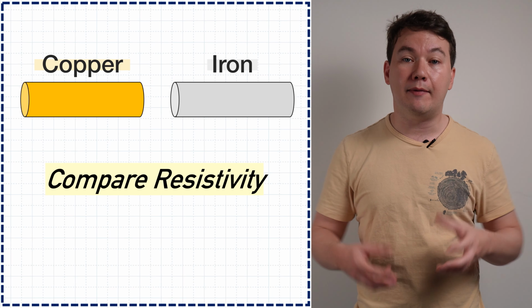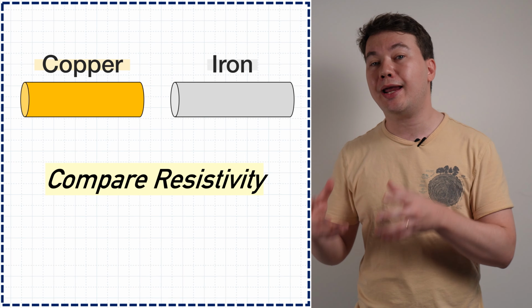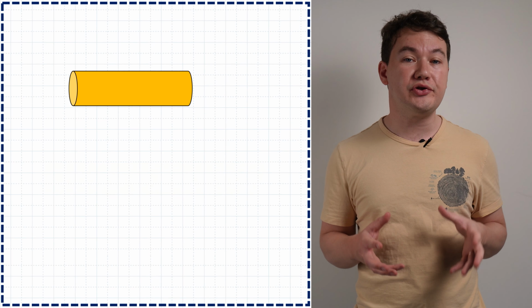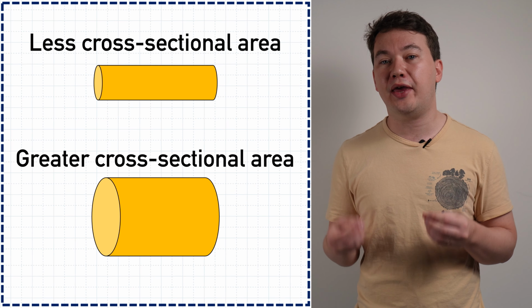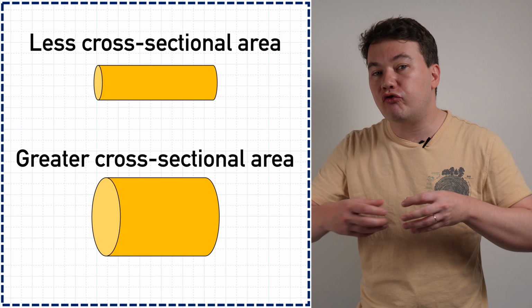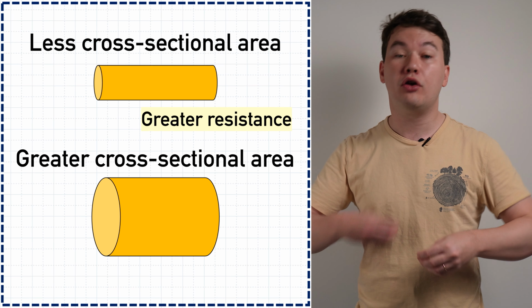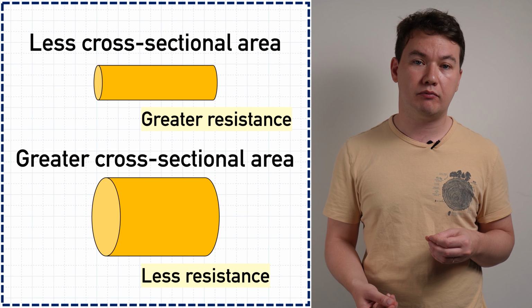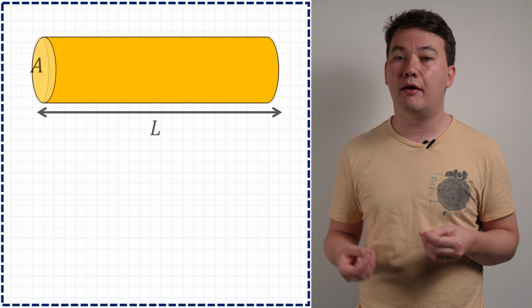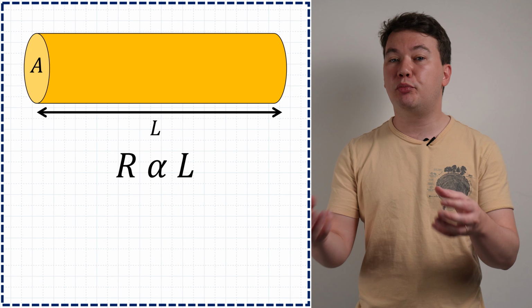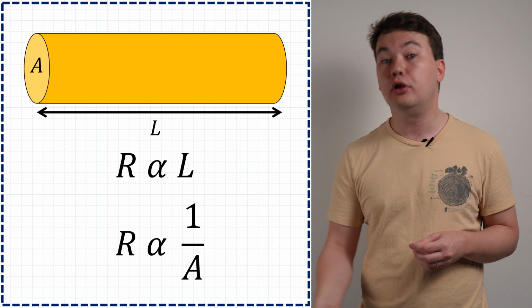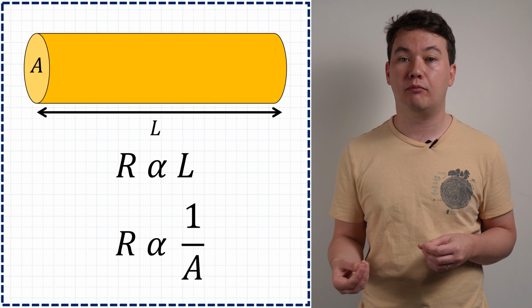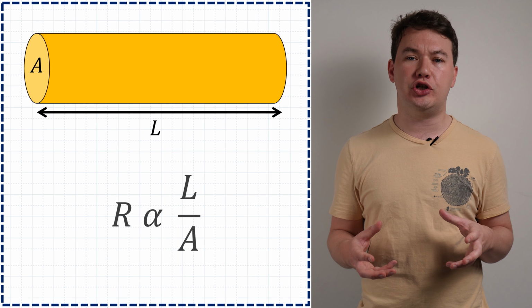The resistivity takes into account the length of the wire, but also the cross-sectional area. If we make the wire thicker, that is, if we increase the cross-sectional area, the resistance decreases. So taken together, the resistance is proportional to the length of the wire and inversely proportional to the cross-sectional area. We can write these two equations down together.